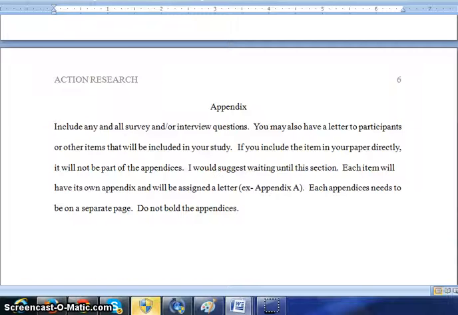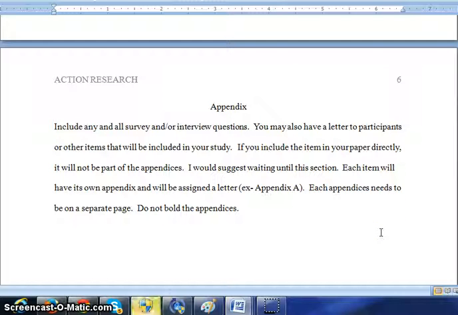And then finally, the appendix. It says include any and all survey or interview questions if you have letters to participants or other items. If you include the item in your paper directly, it will not be part of the appendices. That means if you were actually to cut and paste the interview questions or the survey directly in your paper, you would not have to put it in this area. I actually think it's better to put them in this area than in your paper.